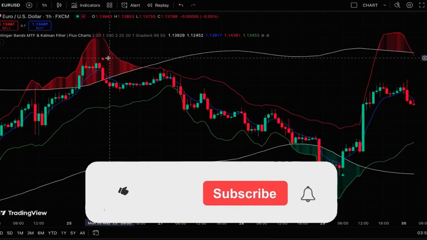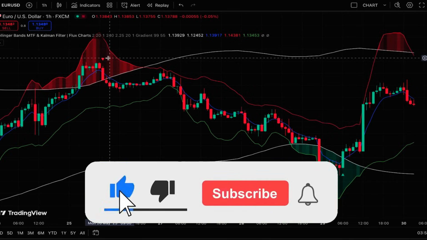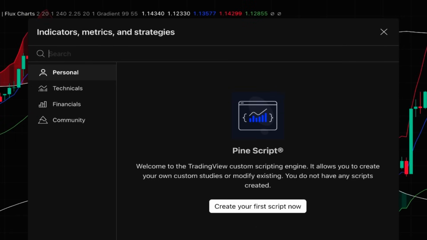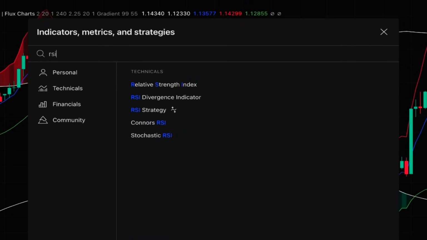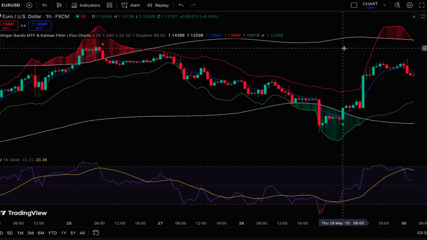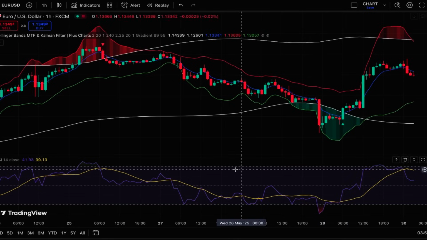To reduce our risk as much as possible, we need to add another layer of filtration so we can only take the signals that have higher probability of success. For this purpose, here we click on indicators and we search RSI. We add this one, relative strength index, and by the help of this indicator we can take high probability signals. Let me show you how you can do it.